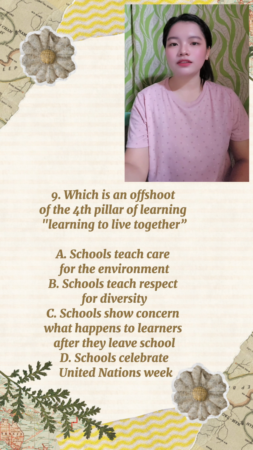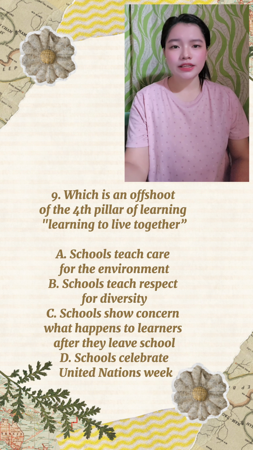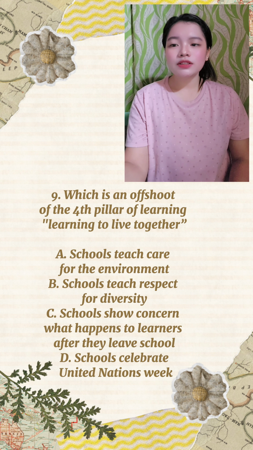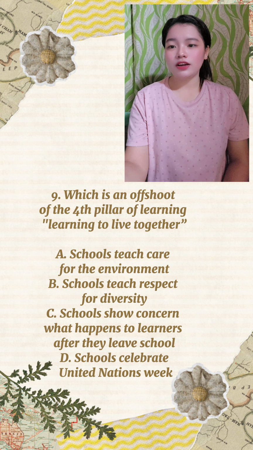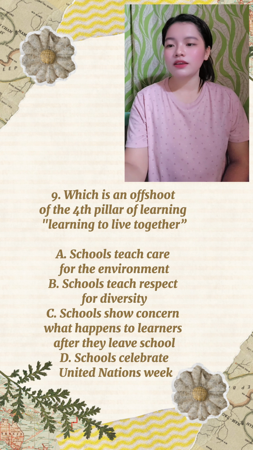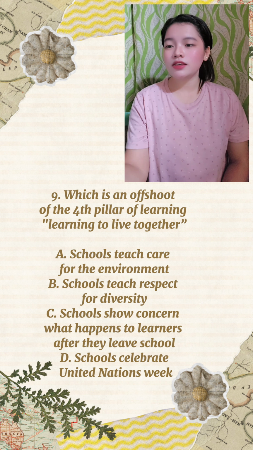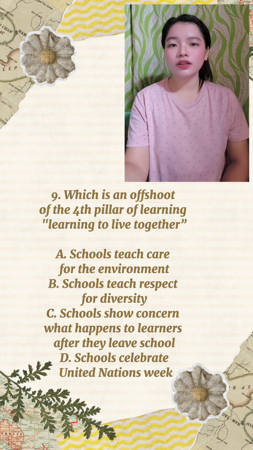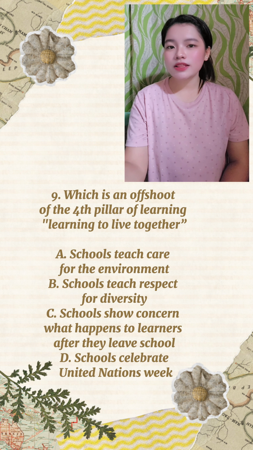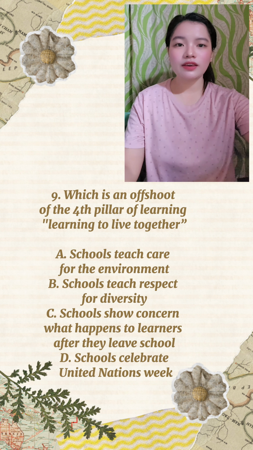Question number 9. Which is an offshoot of the fourth pillar of learning, learning to live together? A. Schools teach care for the environment. B. Schools teach respect for diversity. C. Schools show concern for what happened to learners after they leave school. And D. Schools celebrate United Nations Week.